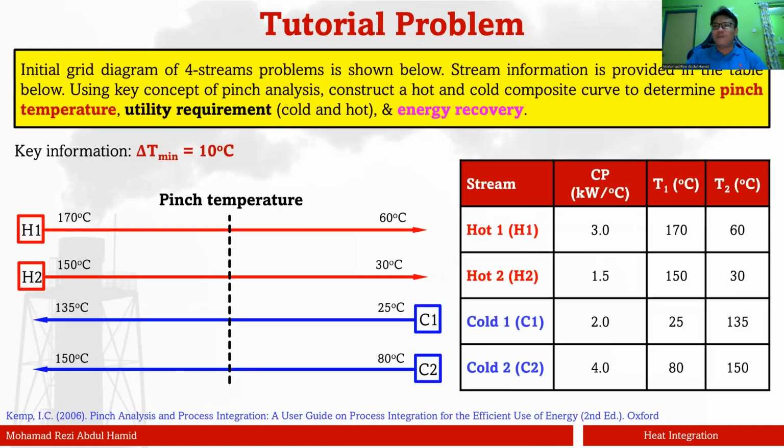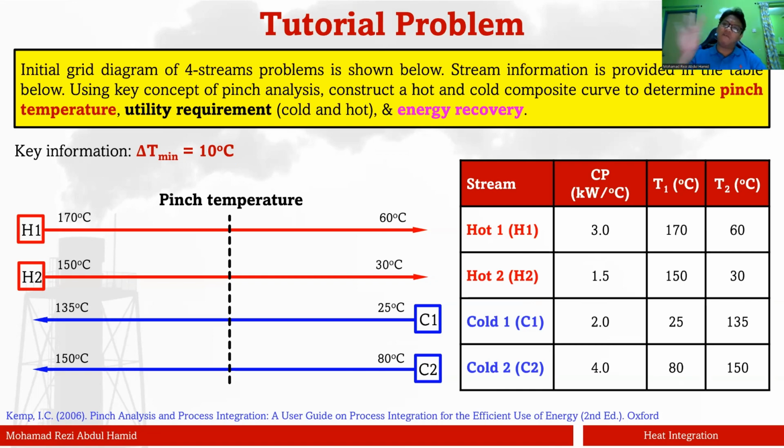Okay, what is our problem? I'm going to use the same tutorial problem. I'm not going to go into details, but what we are trying to do is find our pinch temperature, the utility requirements, both hot and cold, as well as our energy recovery. We will use the same delta T minimum of 10 degrees Celsius. In your own practice, you can use whatever number you want, 5, 10, 7, whatever. But in my case, I'm just using 10 for consistency, because in the previous video I used a delta T minimum of 10.